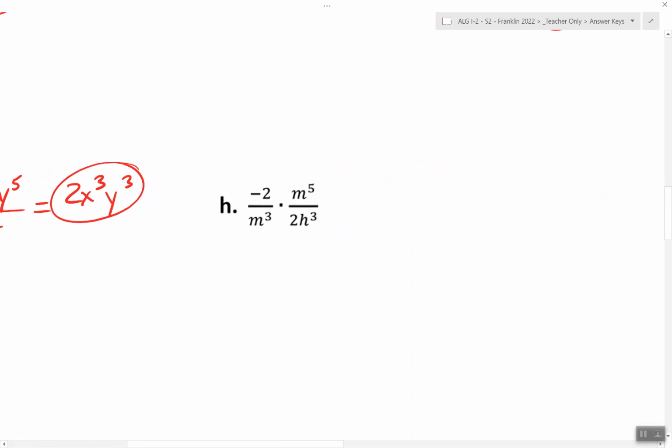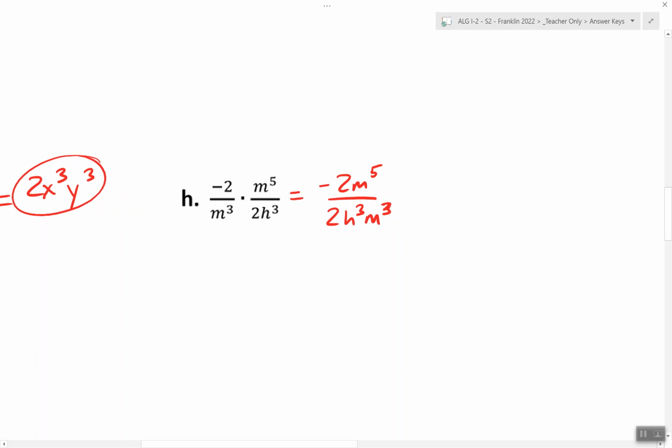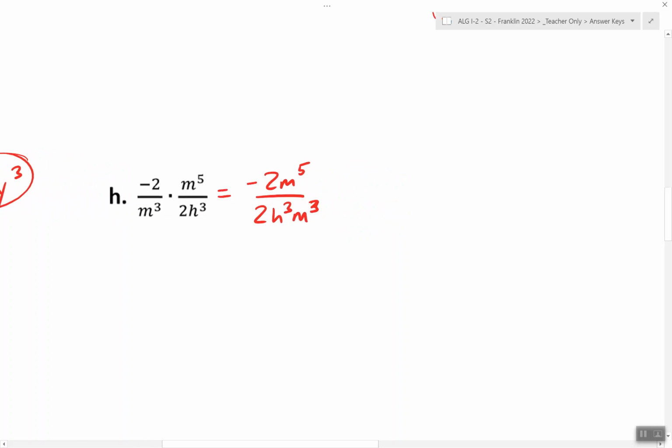For example H, again, just multiply straight across. Negative 2m to the 5th over 2h cubed m to the 3rd. It doesn't necessarily matter what order you write those variables in. I just tend to do alphabetical because that's sort of proper notation, but I won't be that picky on an assignment. Just alphabetical order is sort of the right way to write those.